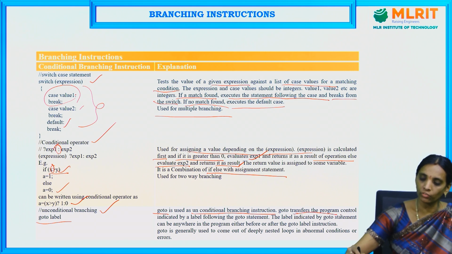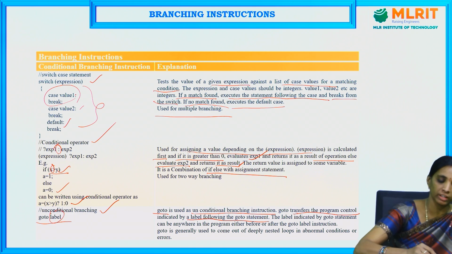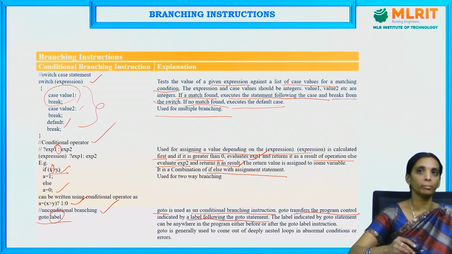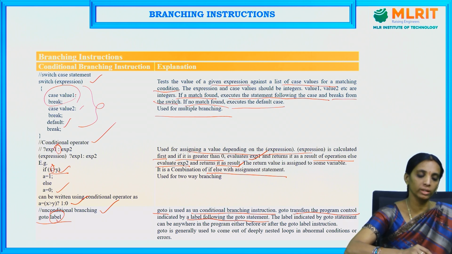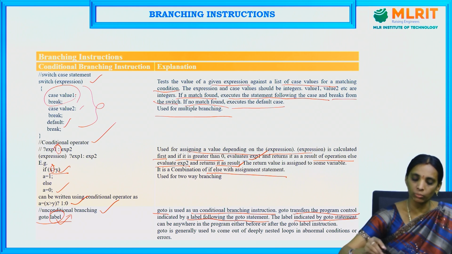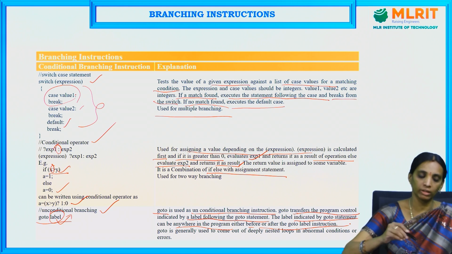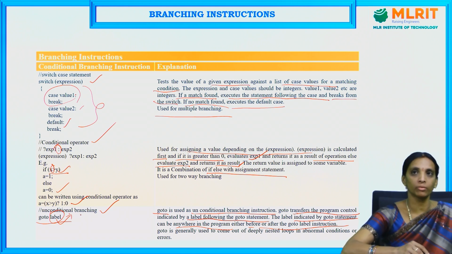It transfers the program control to the label following the goto statement. So whatever label is assigned here, the program execution from main stops immediately and continues at the place where the label is. The label indicated by the goto statement can be anywhere in the program, before or after the goto instruction, but it will jump from the main program to the line where we have the label.